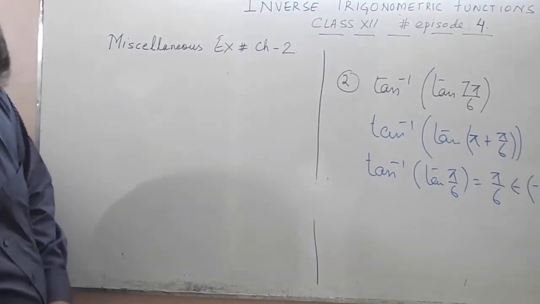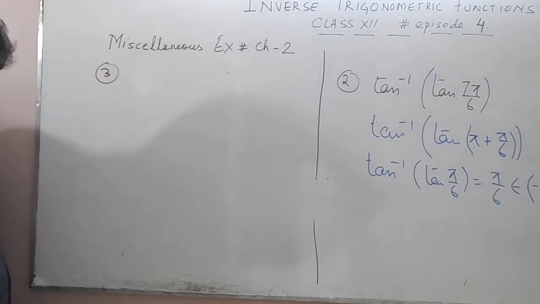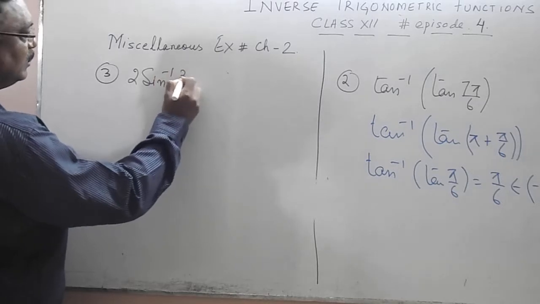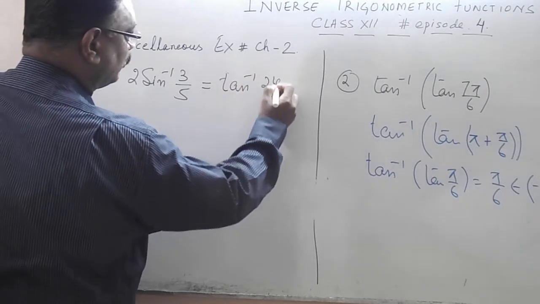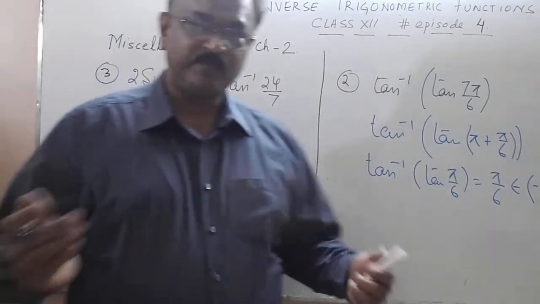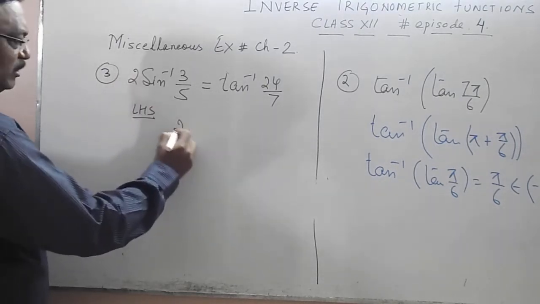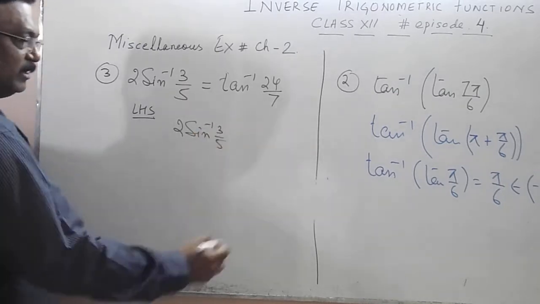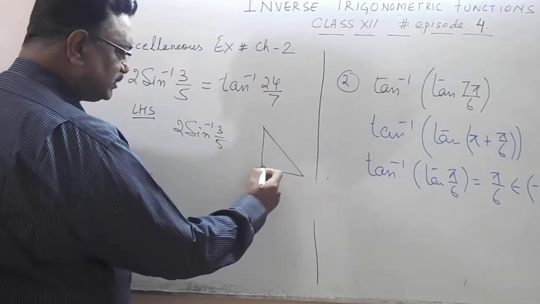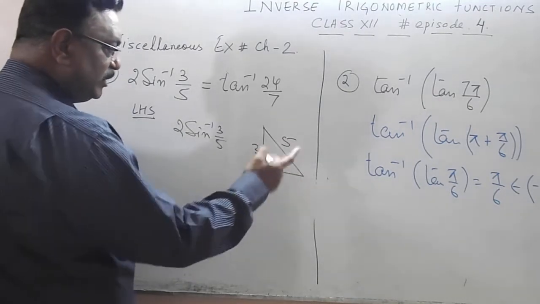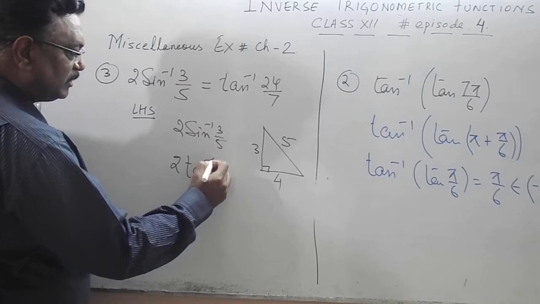Question number 3 is: prove that 2 sin inverse 3 by 5 is equal to tan inverse 24 by 7. Now friends, we can start from the left side or we can start from the right side. Let us start from the left hand side. First of all, this 2 sin inverse 3 by 5, I'll convert this sin inverse 3 by 5 in terms of tan inverse. As we have done in the previous exercises, we make a triangle. This is 3 and this is 5. Using the Pythagoras theorem, we get this value as 4. So we get 2 tan inverse 3 by 4.